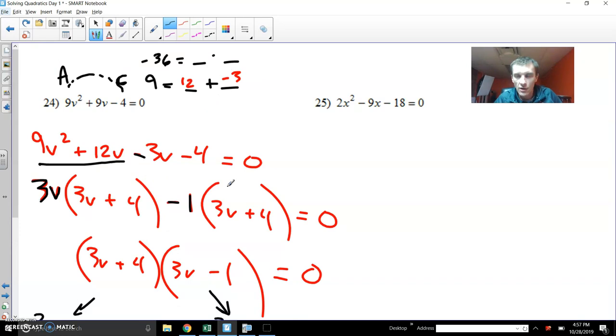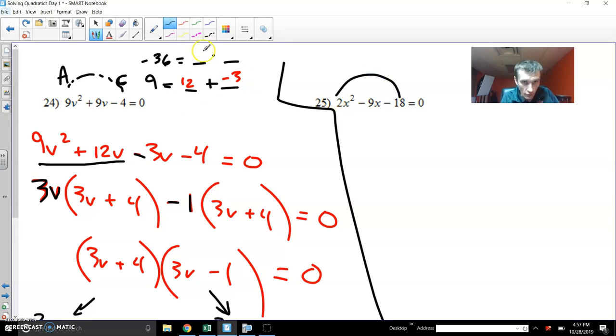So if you need to go back and look at that, please rewind the video and pause it in places. But I really want to see how many of us can do number 25 independently. So start by multiplying your a times c. Figure out your little puzzle, what's going to multiply to be negative 36, but add to be negative 9. That seems really close to the one we just did, by the way.